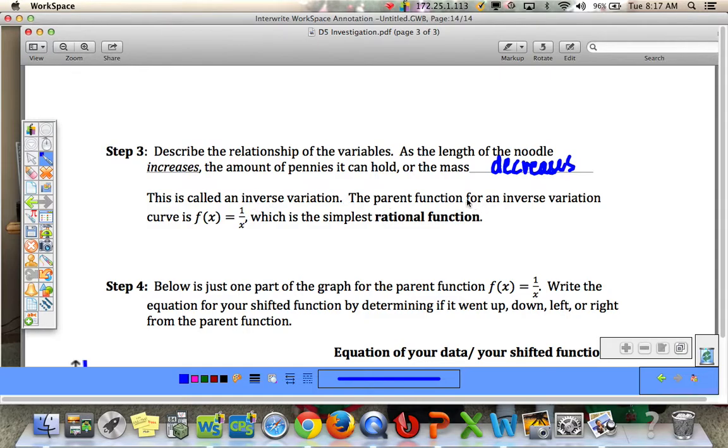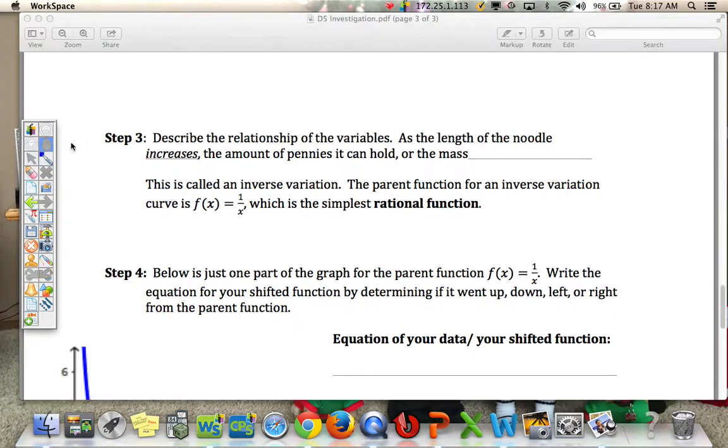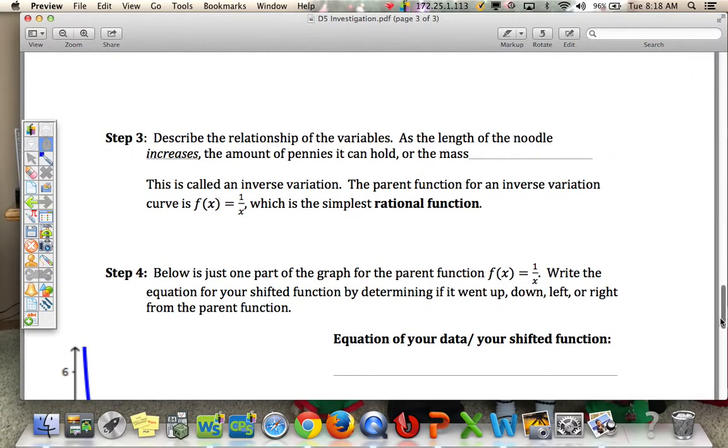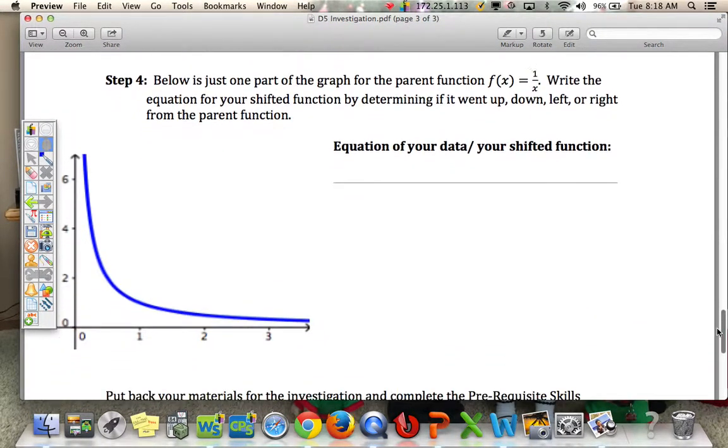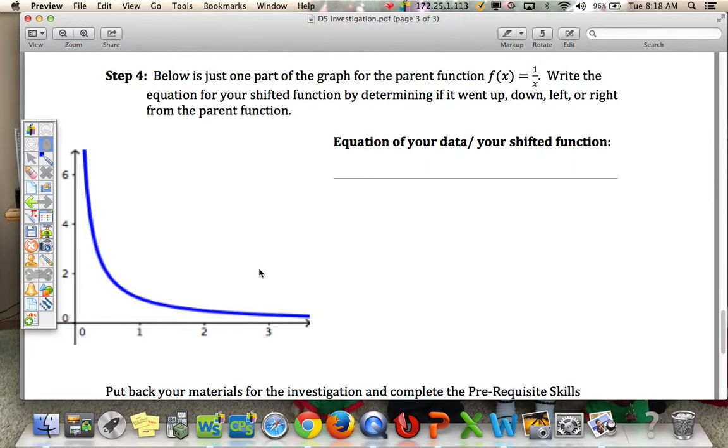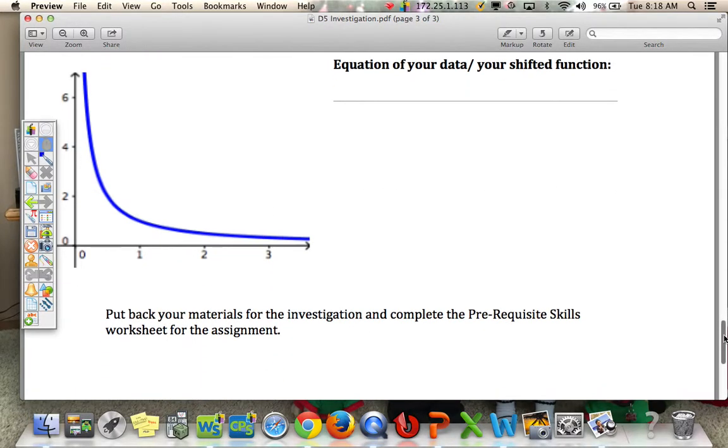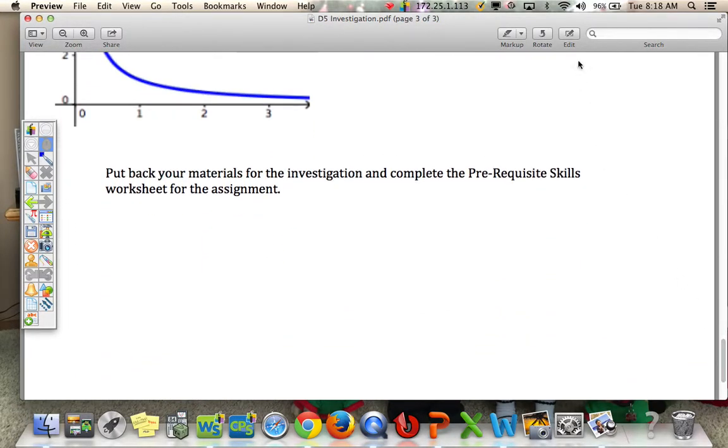The parent function for an inverse function is f of x equals 1 over x, which is the simplest rational function. Below is just one part of the graph of f of x equals 1 over x. Write your equation of the shifted function. All right, so here's what it looks like. Can you write the equation of your shifted function? And then your assignment will be the Prerequisite Skills worksheet.